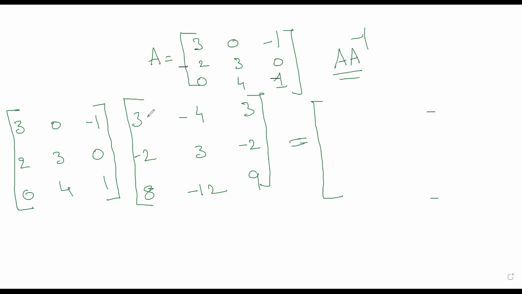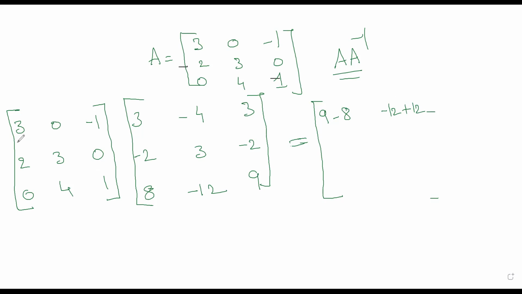3 into 3, 9. Right. 0 into minus 2, that is 0. Minus 1 into 8, that is minus 8. Okay, ma? Like this. Now, second element. 3 into minus 4, that is minus 12. 0 into 3, 0. Minus 1 into minus 1 2, that is plus 12. Okay, ma? Next.